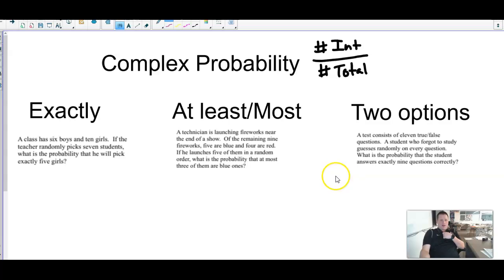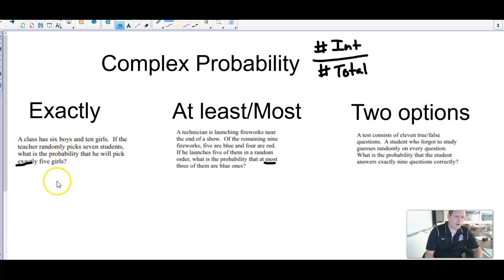There are three basic question types. The first has words like exactly. For example, this one has exactly 5 girls here, right? At least or at most are the same idea. And then when we have two options, something like a true false question, or whether we have a boy or a girl, anything that has a two option falls under this type. Okay, so I'm going to walk you through how to solve these, and we'll go from there.